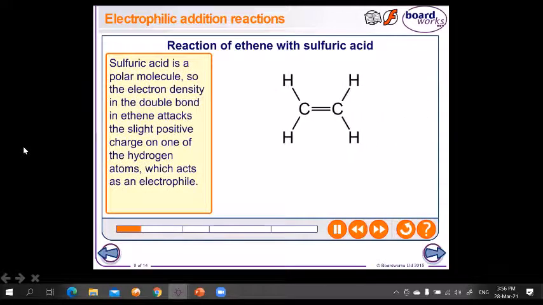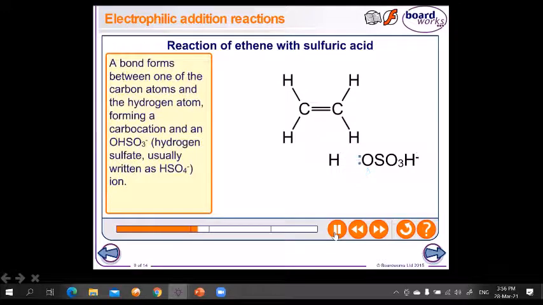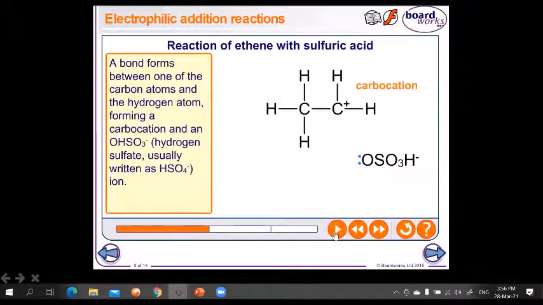Sulfuric acid is a polar molecule. So the electron density in a double bond attacks the slightly positive charge on the first hydrogen. That's the electrophile. Then a bond forms between the carbon and the hydrogen here, and we also get the carbocation. And then this is left with an extra pair of electrons.